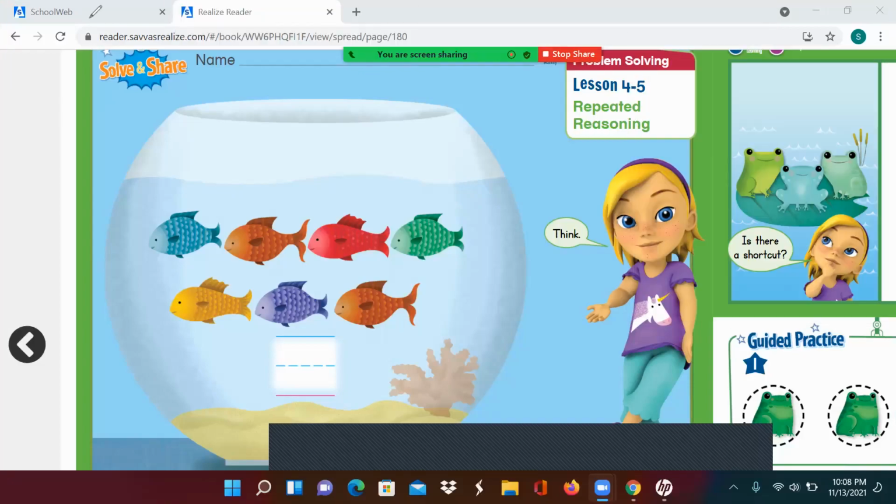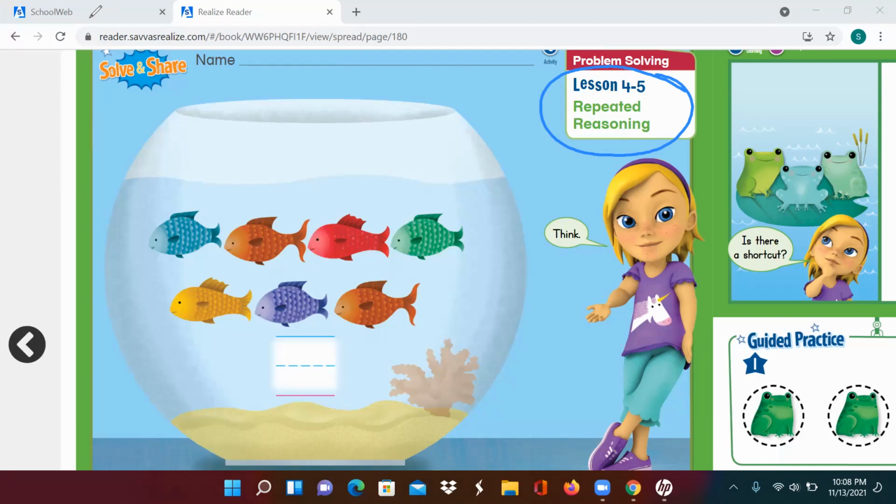Hi, superstars. It is time for math, and we are on lesson 4-5, repeated reasoning. Let's look at this fish bowl.